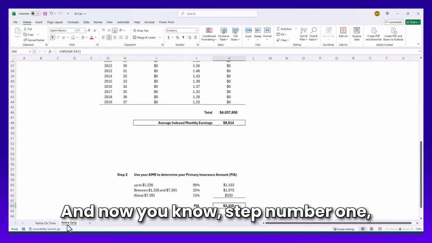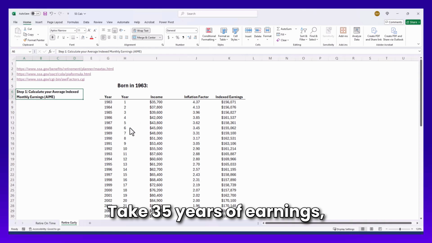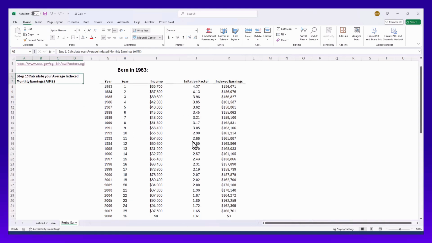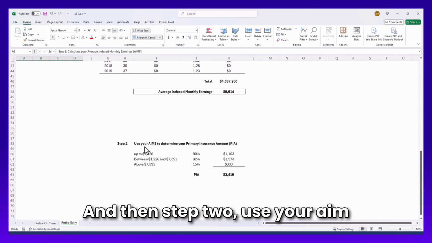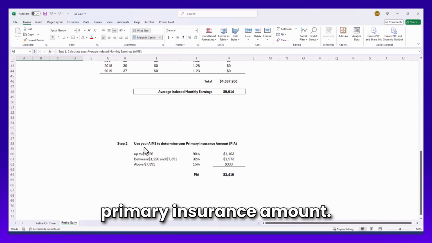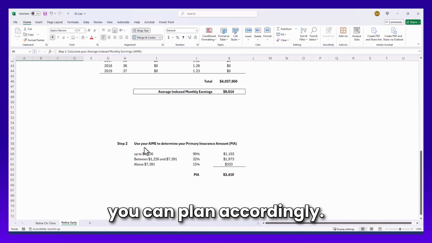And now you know. Step number 1, calculate your average index monthly earnings. That's what Social Security will do: take 35 years of earnings and inflation adjust those. And then step 2, use your AIM to determine your primary insurance amount. So it seems like it's complicated. It is not. Two steps. And now you know, and now you can plan accordingly.